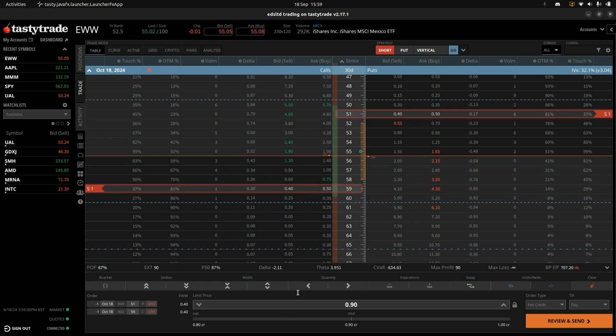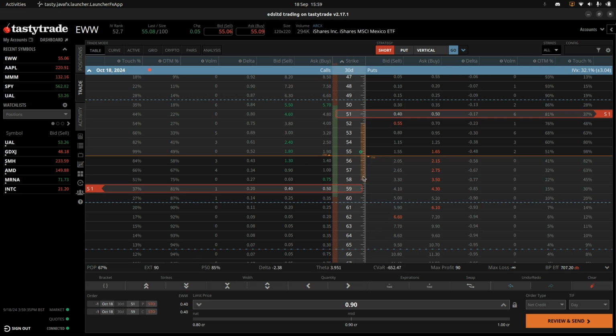In doing this, we would collect 90 cents of premium up front. That's 90 cents times 100 shares. So that'd be $90 in premium up front. And it would require $700 in buying power to be tied up in order to open this trade. We would have a 67% probability of profit, and there's an 87% chance of hitting 50% of max profit at some point over the next month. So this is a very, very high probability trade.